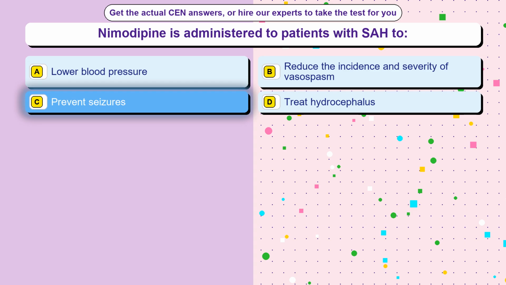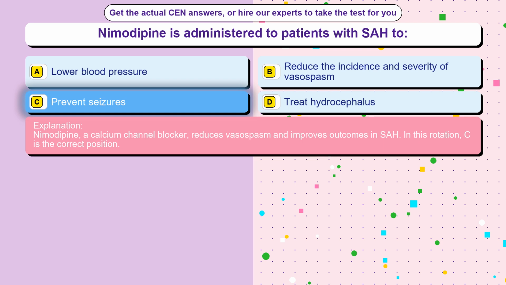The correct answer is option C. Prevent seizures. Nimodipine, a calcium channel blocker, reduces vasospasm and improves outcomes in SAH. In this rotation, C is the correct position.